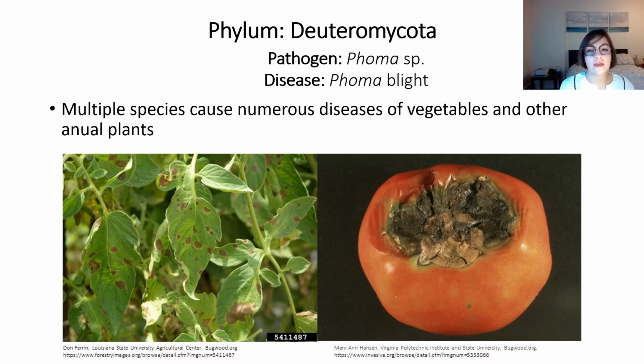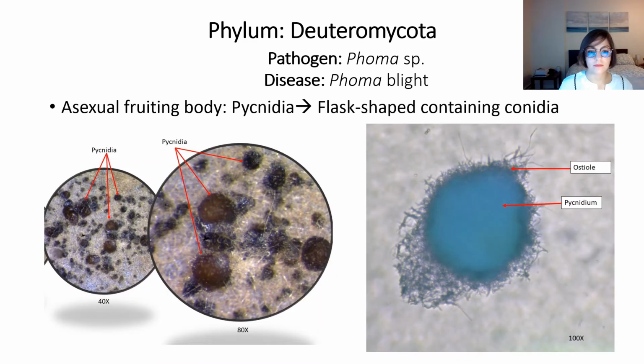Now we will review the pathogen Phoma, which causes Phoma blight in different vegetables and annual plants. Here we have a photograph of Phoma on tomato leaves, which causes these circular lesions, and on the fruit. The fruiting bodies of Phoma are the pycnidia, which are flask-shaped structures which contain the conidia. Here we have the pycnidium, which is kind of a flask, and on top of it we have the ostiole, which is the natural opening through which the spores are released.